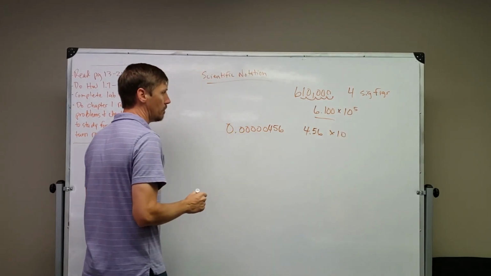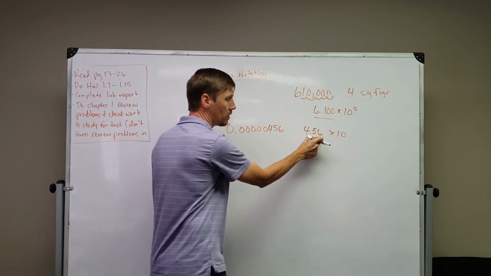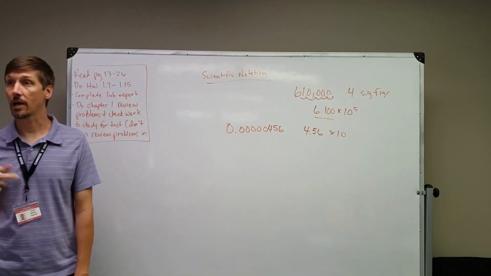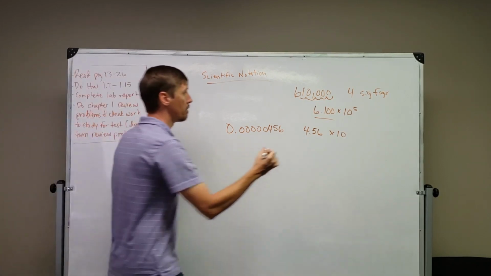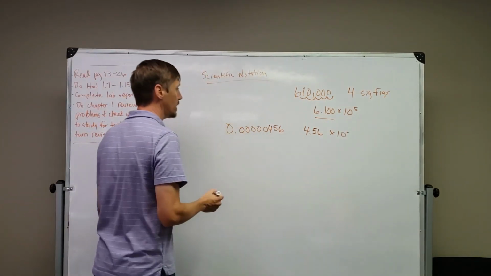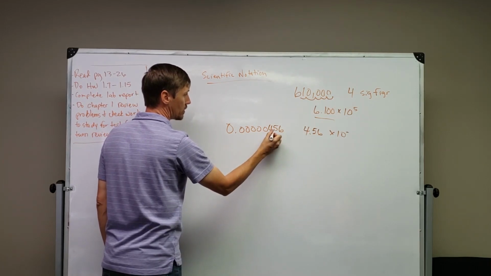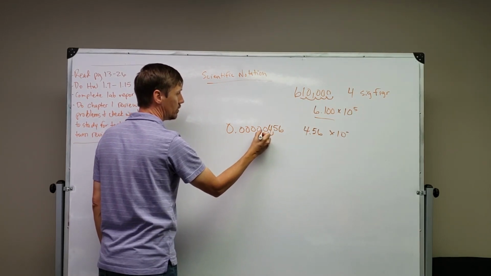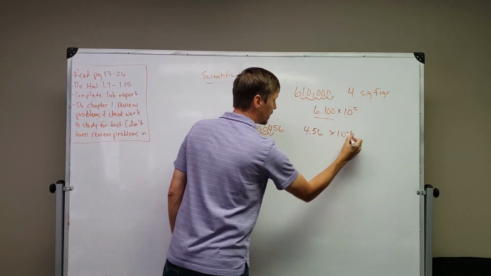And so since this number here is smaller than this number here, am I going to have a positive or a negative sign on my exponent? Negative sign, right? 4.56 times 10 to the negative. So we moved our decimal place to right after the 4. So we count over 1, 2, 3, 4, 5, 6. 10 to the negative 6.